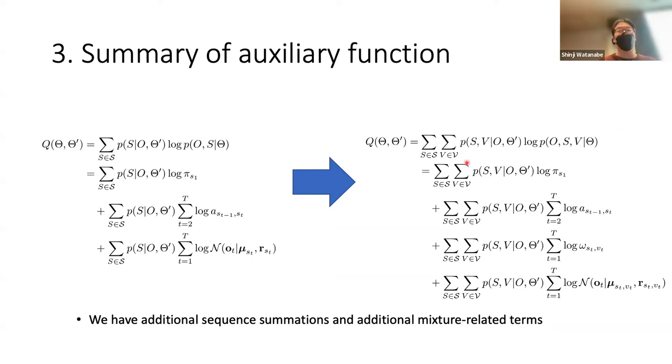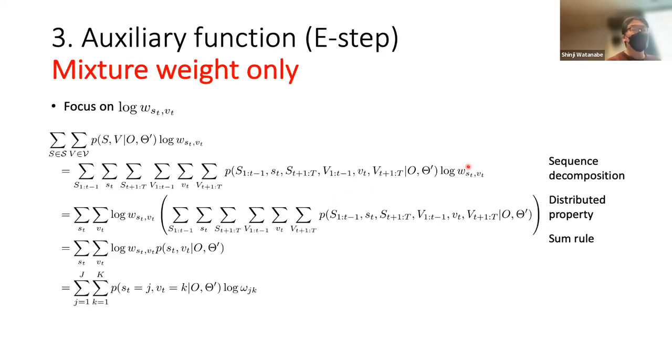By the way, B is also a sequence, so we need to handle the summation over the sequence. But this can also be easily removed by using the same trick of sequence decomposition, the distributive property, and so on. I only provide the solution of the mixture weight case, because the others are almost the same, except that we have the additional parameter B. But anyway, it looks more complicated, right? Because we have an additional summation over B. This may make you a little bit confused. However, please check this formulation and the others later.